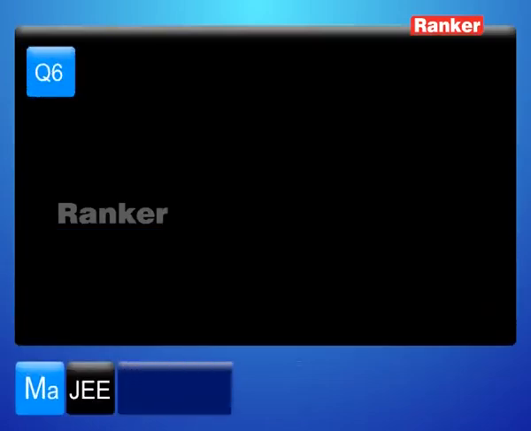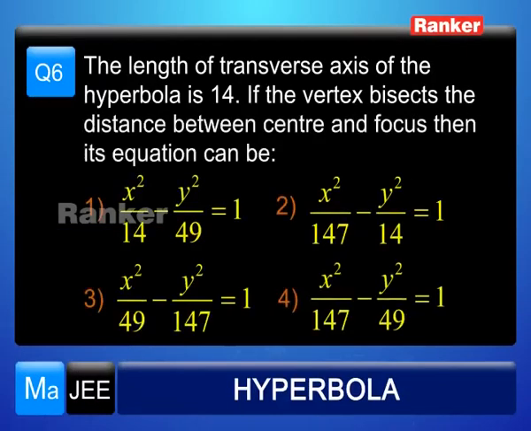Question number 6. The length of the transverse axis of the hyperbola is 14. If the vertex bisects the distance between the center and the focus, then its equation can be: first option, x square by 14 minus y square by 49 is equal to 1. Second option, x square by 147 minus y square by 14 is equal to 1. Third option, x square by 49 minus y square by 147 is equal to 1. The fourth option, x square by 147 minus y square by 49 is equal to 1.